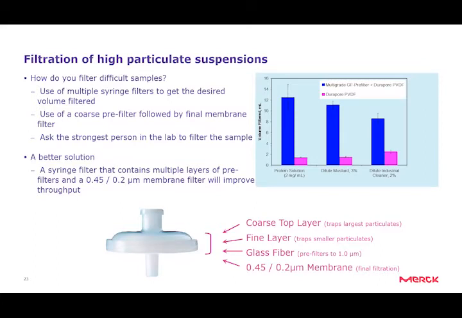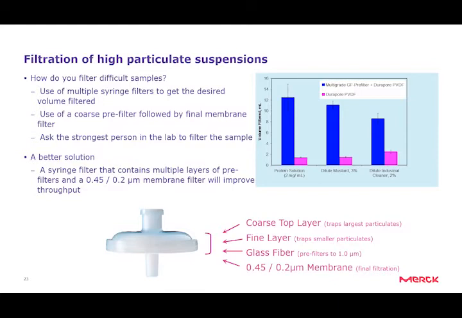But a better solution for such samples is using a syringe filter that contains multiple layers of pre-filters, and a final 0.45 or a 0.2 micron membrane can significantly improve the throughput. These syringe filters contain multiple layers of typically glass fiber pre-filters, which trap the large particulates, followed by a 0.45 or a 0.2 micron membrane, which allows for final filtration for sample to be analyzed directly by HPLC.